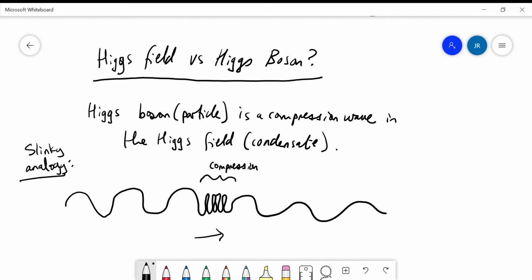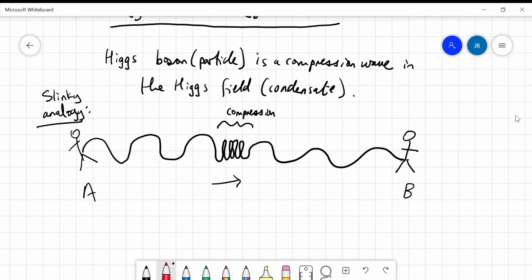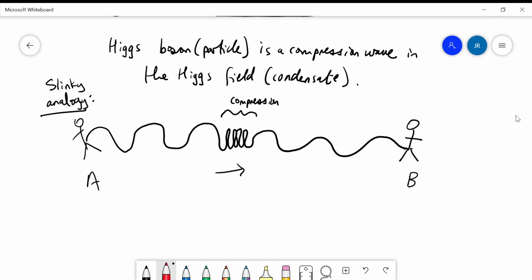So if two people are holding a slinky, let's say, not to scale, and person A pushes their hand towards person B, a compression wave is going to travel across the length of the slinky between A and B. Then you could imagine that, in general, this would represent the field and the boson. Okay, so this whole thing would be the Higgs field.